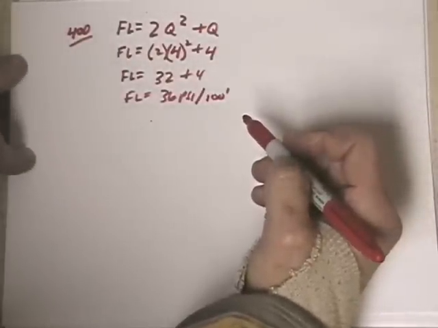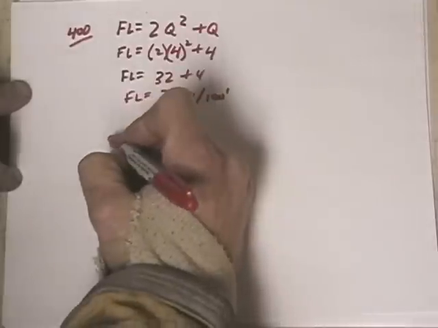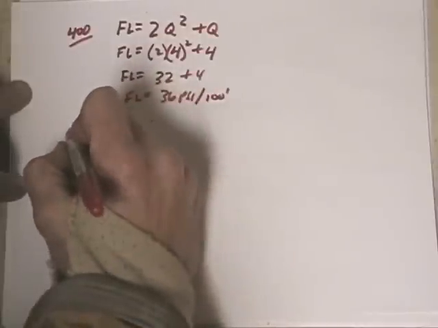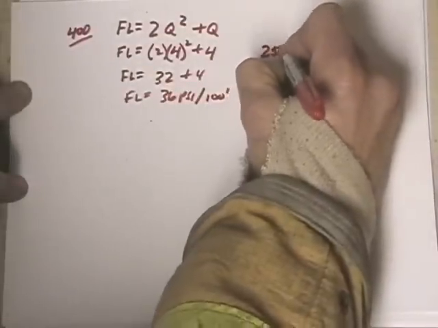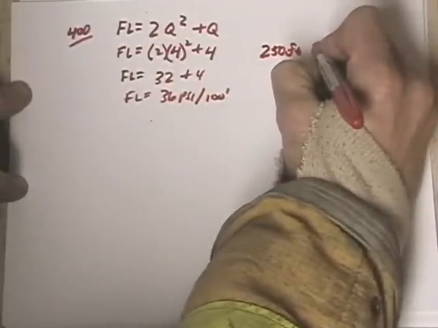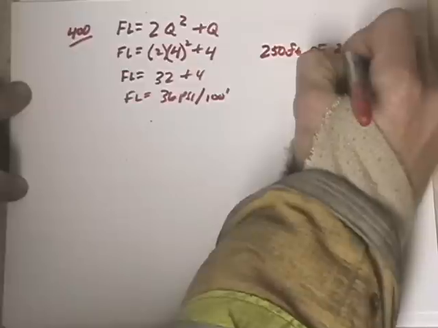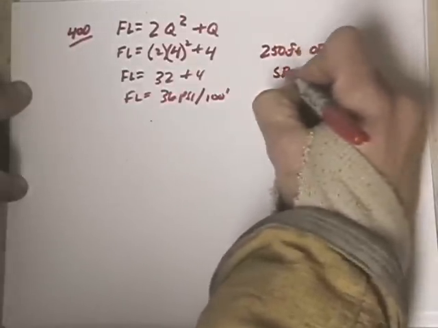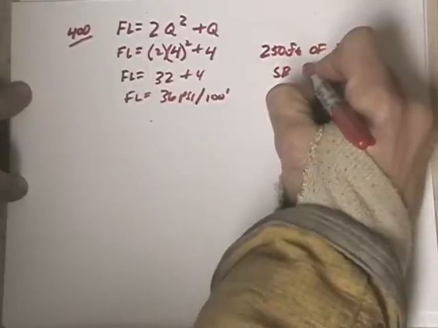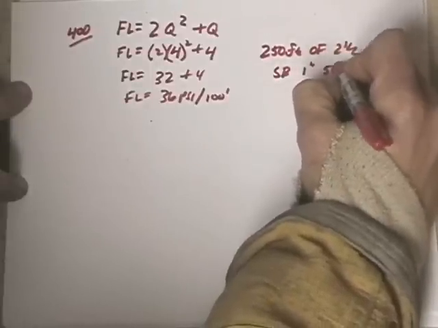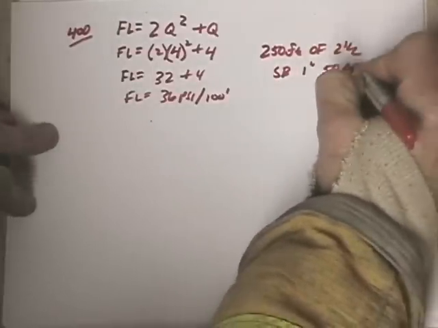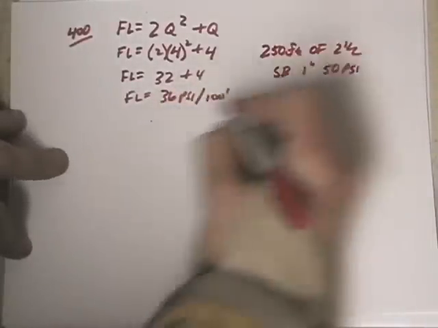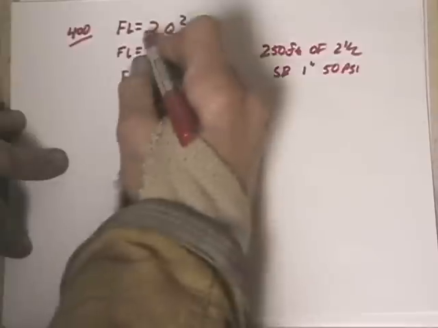So if we had 400 gallons a minute and 100 foot, then we would have 36 psi of friction loss. Now sometimes what they'll do with these formulas is make them a complex formula. So what they'll do is they'll give you a given of 250 feet of 2.5, and then they'll tell you that you have a smooth bore nozzle flowing with a 1-inch tip, and it's flowing 50 psi. So you're going to have to go back and do 2 calculations.